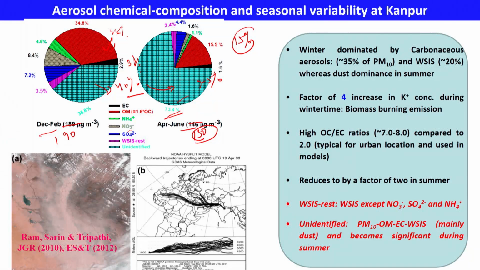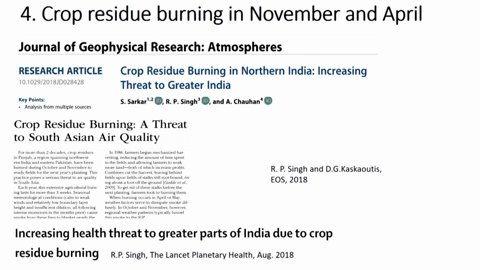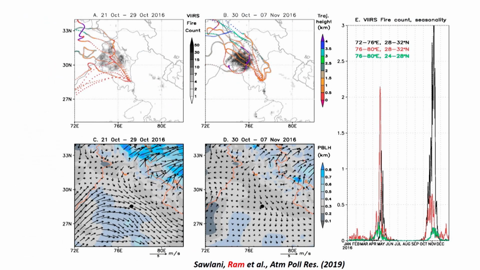These are some scientific topics, you can talk about how much it is contributing, and then we will discuss this one. So, just to bring the concept of crop residue burning, there are lots of papers that came out on it: crop residue burning in northern India is an increasing threat to greater India, a threat to South Asian air quality, an increasing health threat to great parts of India. Lots of papers came out on this, and lots of discussion happens on how they are contributing, and this is what happens.